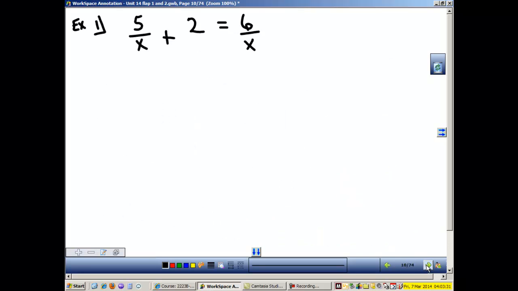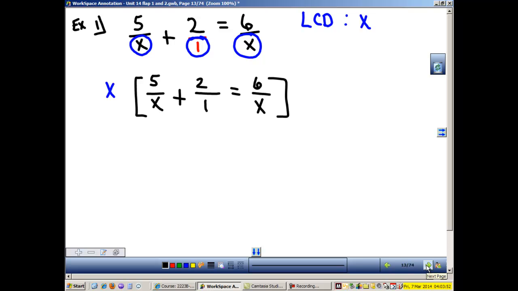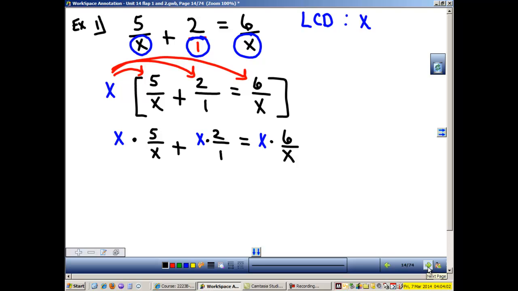Example 1. Factor the denominators. In example 1, the denominators are already factored. The next thing to get is the LCD. The least common denominator is x. Multiply x by each term in the rational equation. Doing this allows us to simplify and get rid of our fractions.